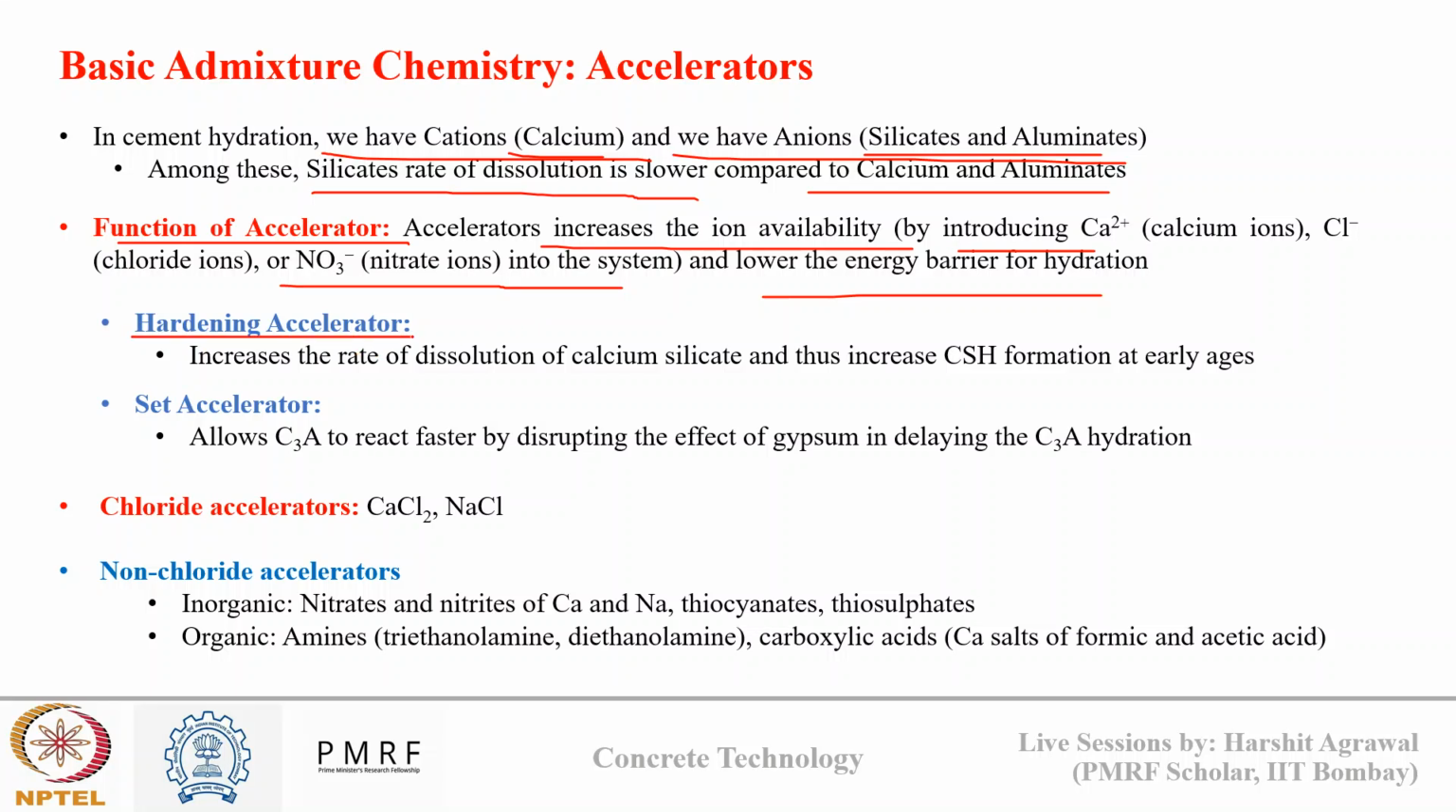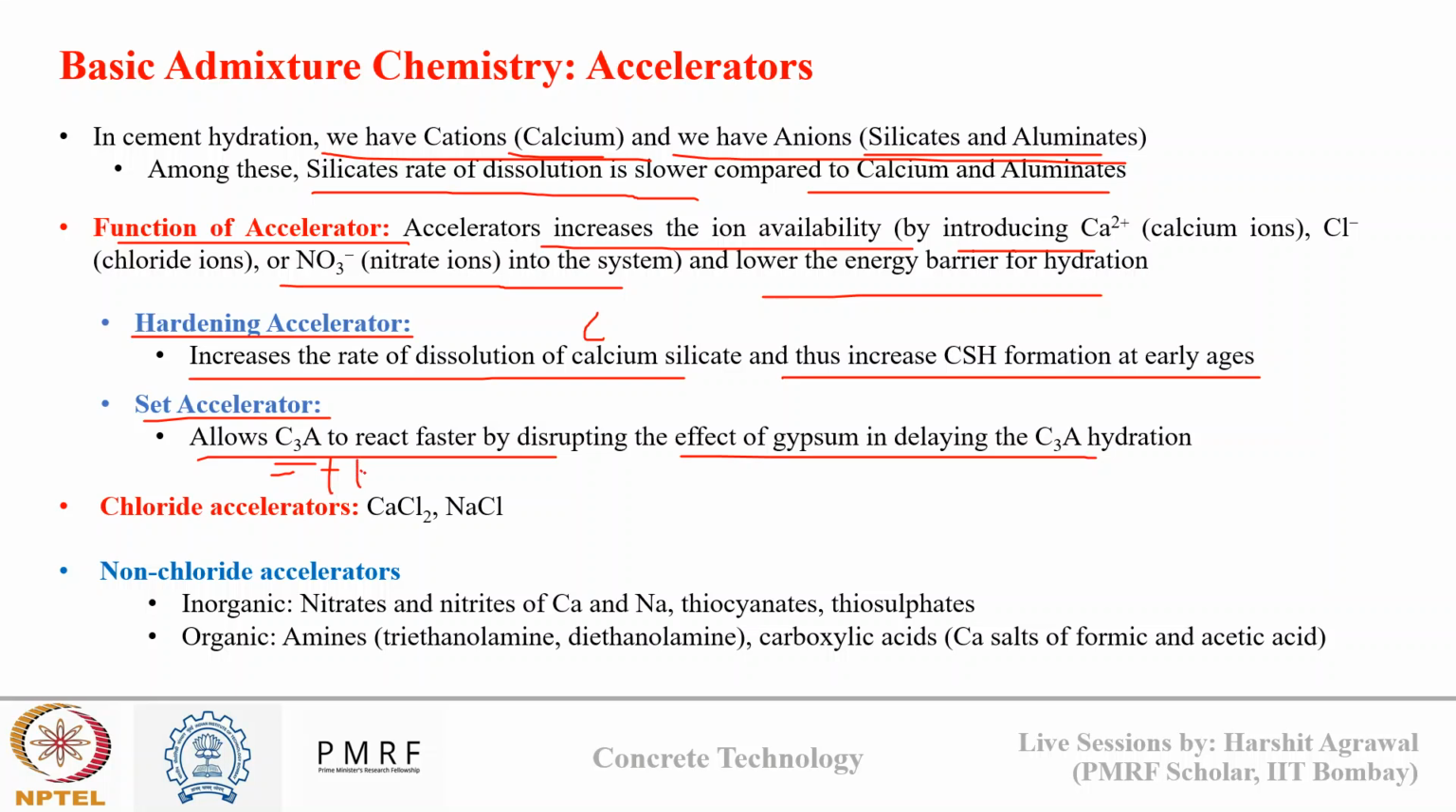It can be a hardening accelerator, which increases the dissolution of calcium silicates and increases the CSH formation. If it does this, it is known as a hardening accelerator. And if it allows C3A to react faster and not react with gypsum, then it is a set accelerator. We saw that if C3A reacts with water, it causes flash setting. However, if we add gypsum, we can reduce the chances of flash setting. So if I want setting to appear soon, I need C3A to react with water and not with gypsum. A set accelerator can make that happen. So that's how it can accelerate the setting.